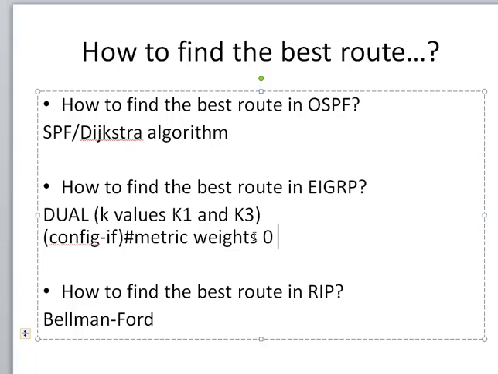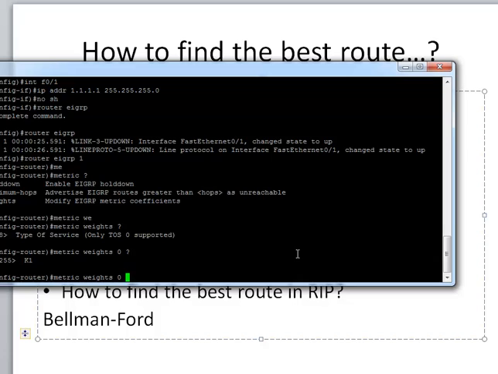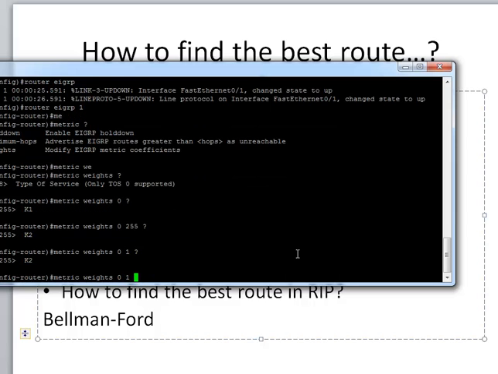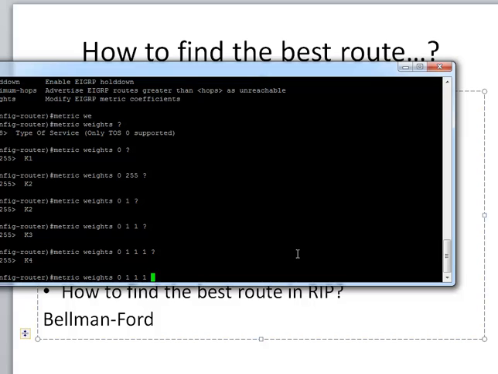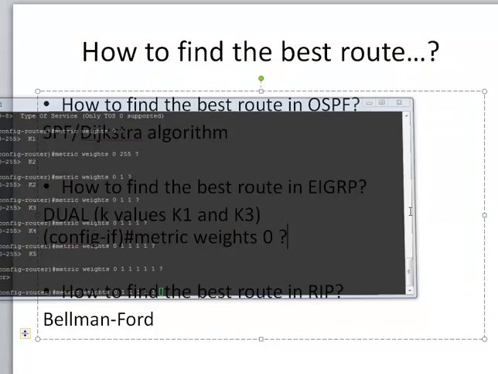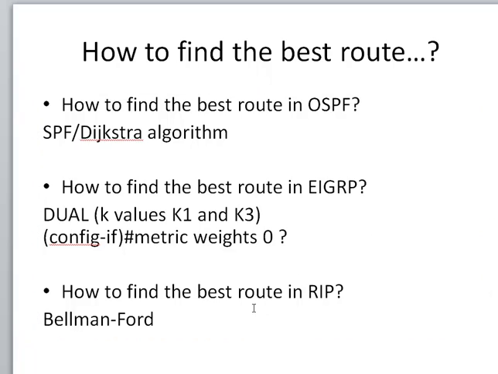Metric weights 0 question mark, and then for each question mark you put in a value. So let's say K1. Generally, what I found with this is 0 is off and 1 is on. I don't know why you could put 255. Haven't played too much with that, but let's say 1 for on, and you're done. So for each number here, it's K1, 2, 3, 4, 5. But anyway, let me stay on the topic here.